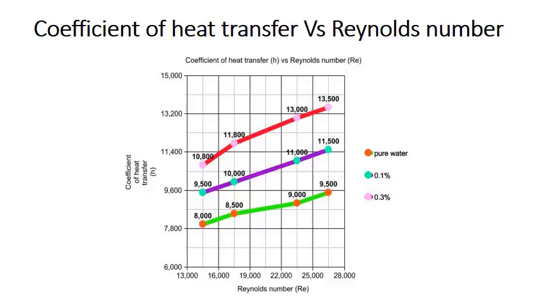Coefficient of heat transfer versus Reynolds number. This is the graph we have got. As the particle concentration is increased, the heat transfer coefficient is also increased with the increase in Reynolds number. As you can see, it is more than pure water.